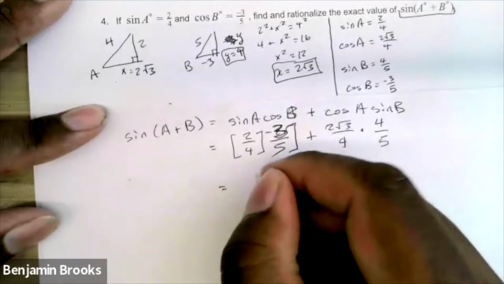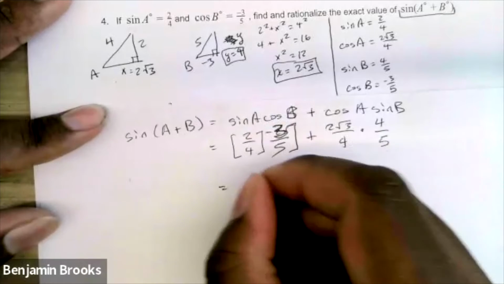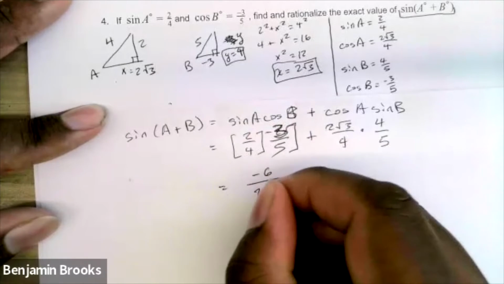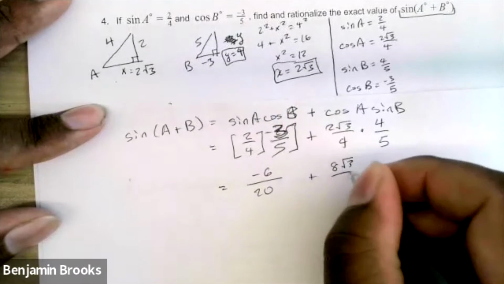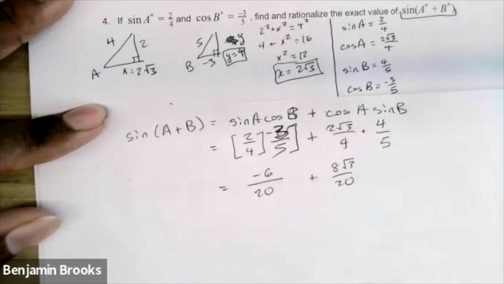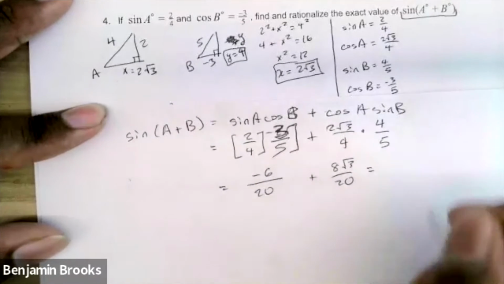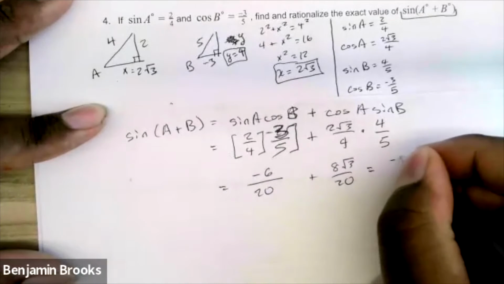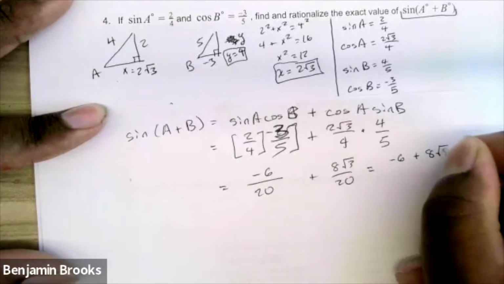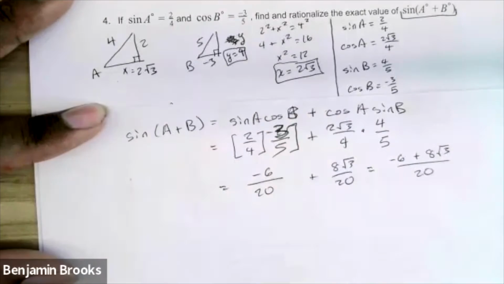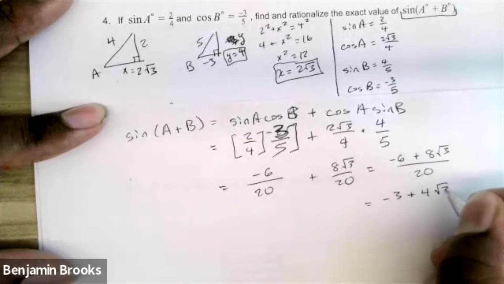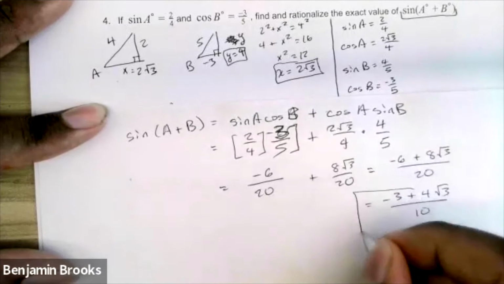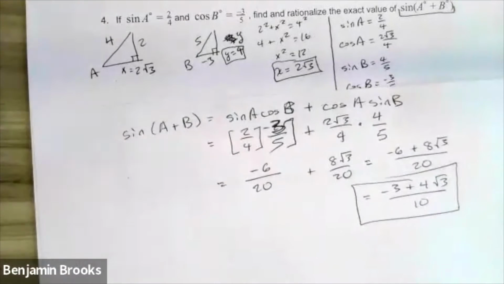So we got 2 times -3 in the numerator, you get -6 over 20. Plus 2 times 4 is 8, so 8√3 over 20. And yes, I didn't cancel anything just because we're going to put it all together. And so this right here would be -6 plus 8√3 over 20. Can I reduce this thing? Yes, I can. It'll end up being -3 plus 4√3 over 10. You're done.